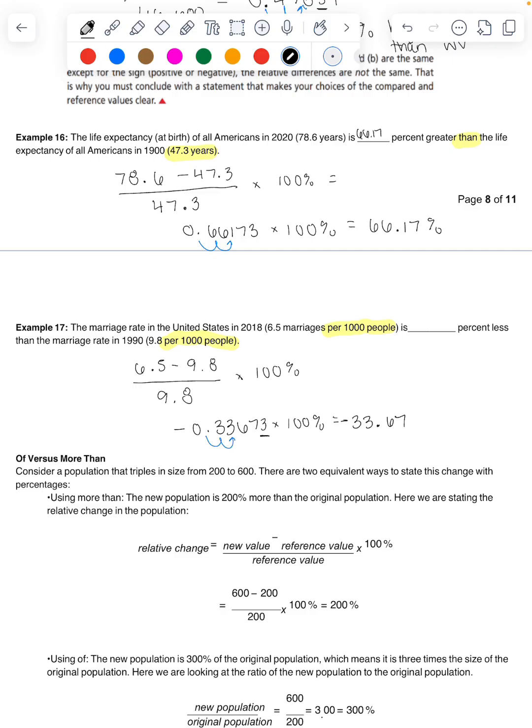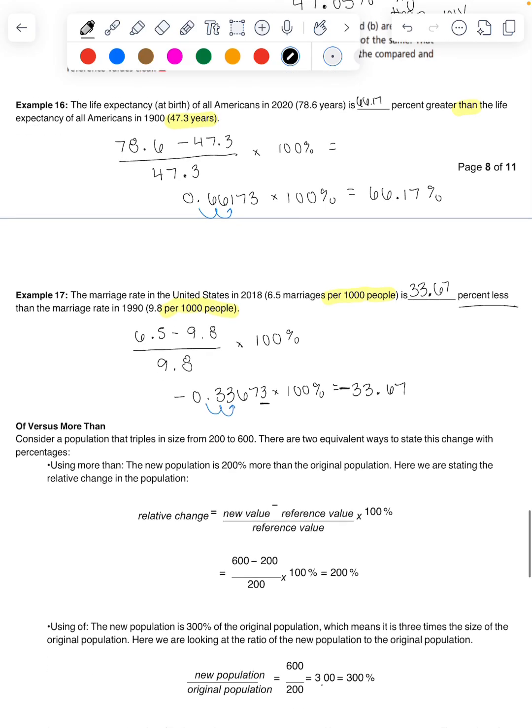And it is negative, which is good because my question says percent less, so I should get a negative number. So it's 33.67% less. Now, when it says percent less after it, I'm not going to include the negative in my answer because the percent less part is already accounting for it being a negative number. If I say it's negative 33.67% less, well, now I've got 2 negatives on there. I've got negative percent less. That's really making it like a percent more. So be careful about that.